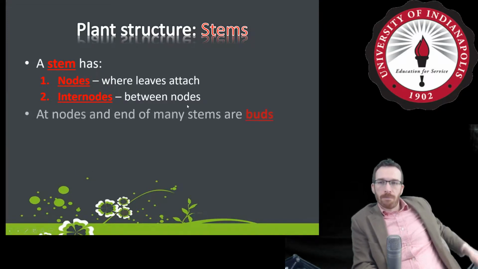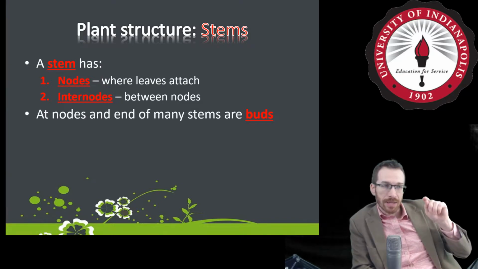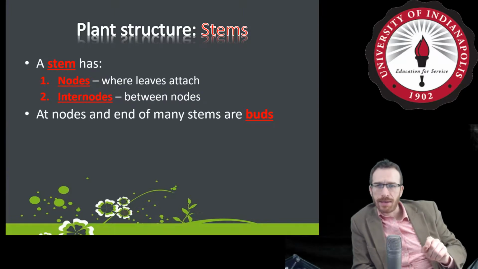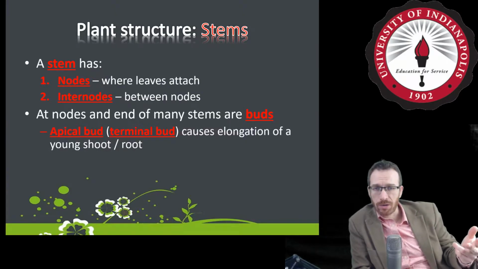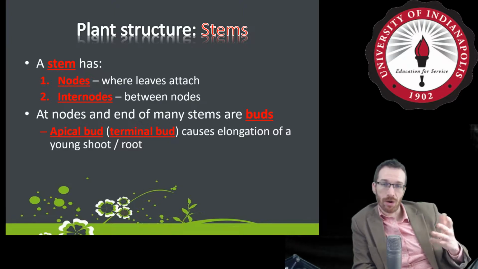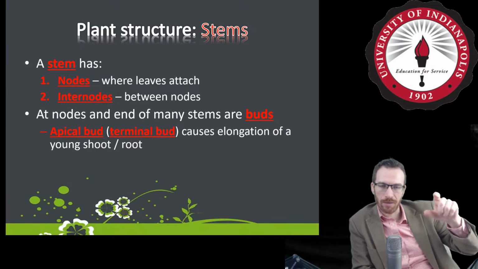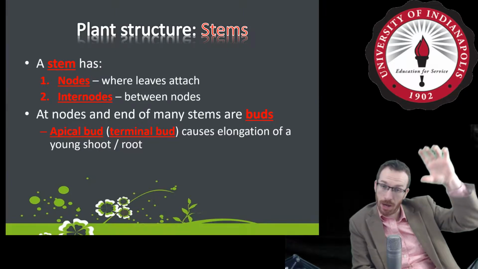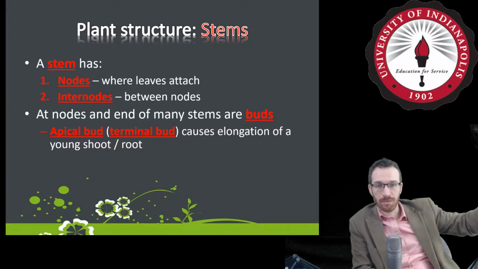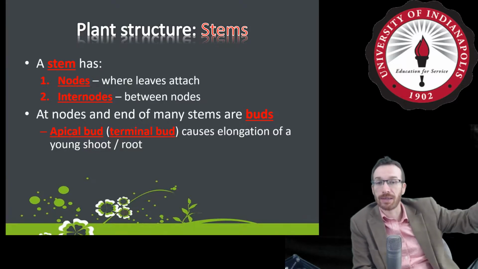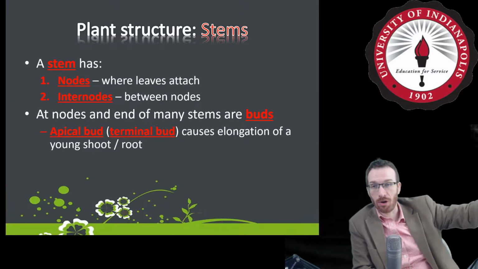Okay. At the nodes and at the end of many of the stems are structures called buds. And buds can basically be one of two kinds. You can have an apical bud, which is also known as a terminal bud, and this is usually going to be at the tip of a stem, either at the top of the plant or at the tip of a side stem. And this is basically going to be at the very end, and that is going to serve the main purpose of elongating that stem, making that stem longer.